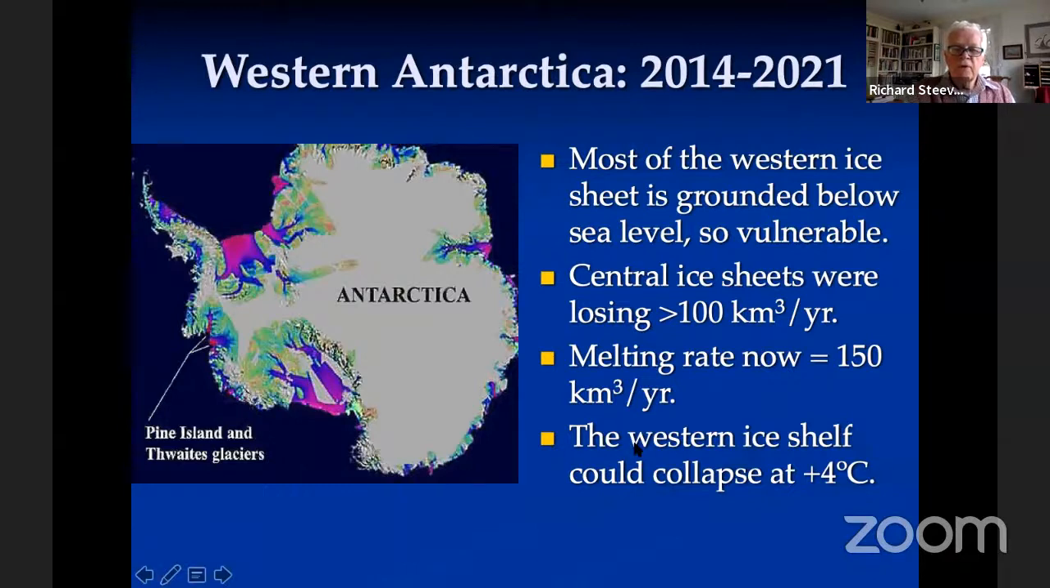The western ice shelf could collapse at +4 degrees. It'll take a little more than that. These are mountains here, some of them volcanoes, and that'll take a bit longer than just 4 degrees. So there'll be part of that ice, I think, left after 4 degrees.